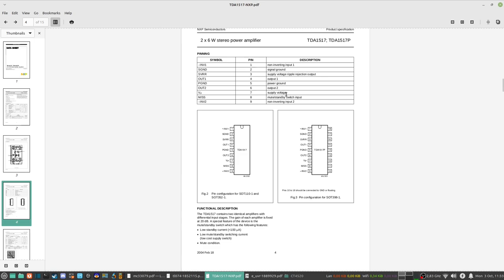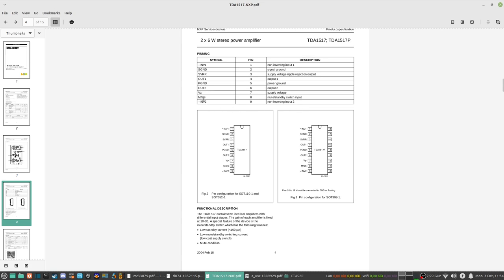Then pin number 7 is supply voltage. I think that's 12 volts. It's 12 volts on the card. Could be something else. There's an operating range for that. But considering this chip seems to be intended for stereo amplifiers in, say, cars, you've got 12 volts in your car too. That makes sense.